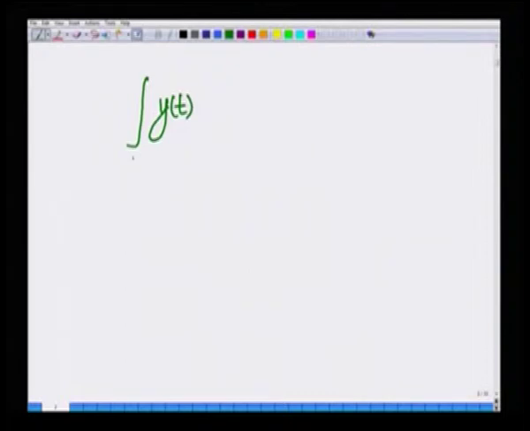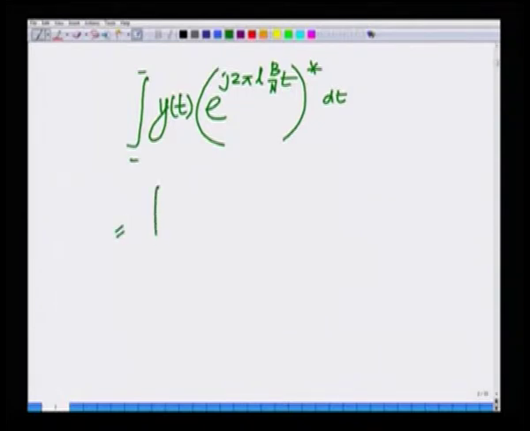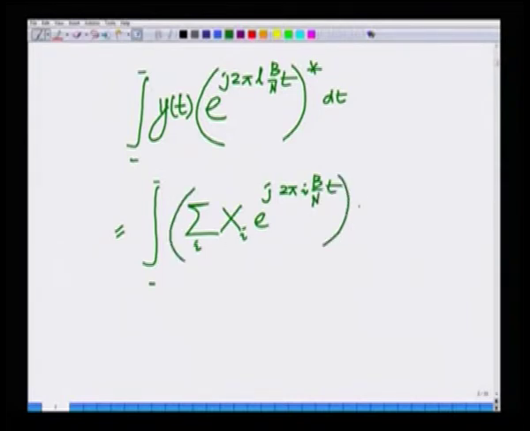the received signal y(t). I am not writing the limits of integration over here yet, that will come slightly later. I am going to motivate what these limits of integration are. I am demodulating with the Lth carrier, that is e to the power of j 2 pi L B over n t, conjugate, dt, and this I am going to write as follows. Remember, I am still not writing anything in the limits. I am going to simply replace this as summation xi e to the power of j 2 pi i B over n t times e to the power of minus j 2 pi L B over n t, the minus because of the conjugate, dt.